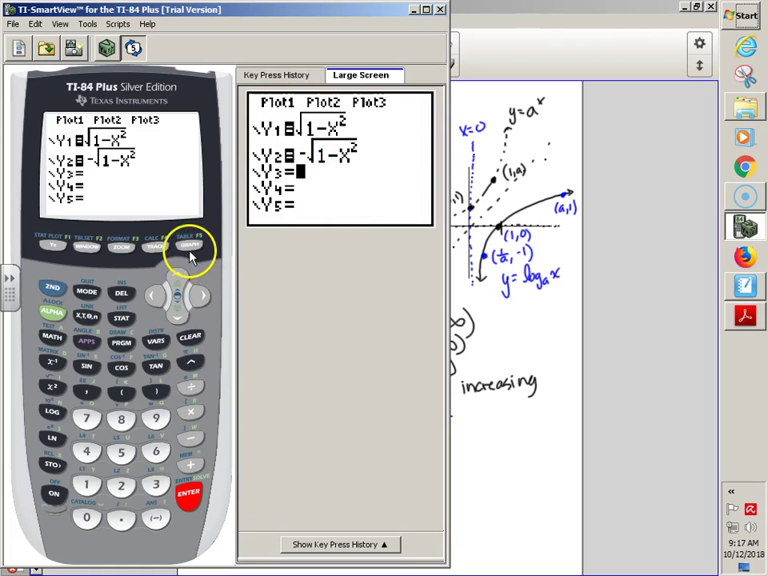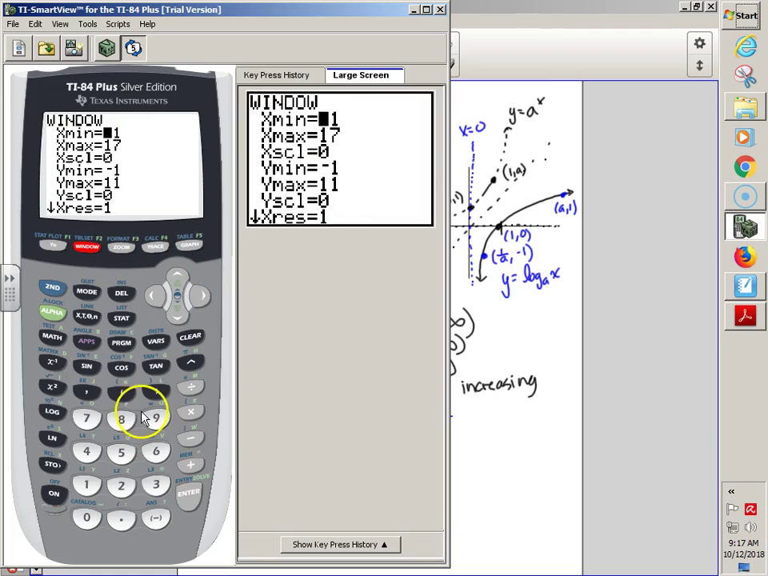But number 2, when we go to graph, I'm going to make my window zoomed in because this circle only has a radius of 1. So I'm going to go into like negative 2 and 2 just to make it nice and zoomed in.